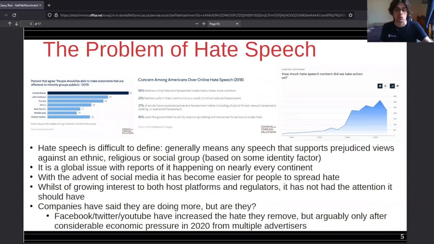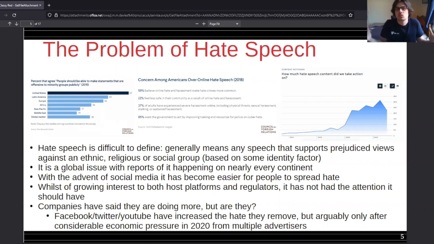Now, this is of growing interest, of course, to both host platforms and regulators, but it's not had the attention that it should have. Companies are saying they're doing more. So for instance, Facebook, if you look at the top right-hand plot here, will ask the question, how much hate speech content did you take action on? And you can see that from 2018 to 2019, before 2020, it peaked at around 5 million instances. And then during 2020, we have this massive spike, and that continues on for a little bit as well. So we have a huge number of about 30 to 31 million hate speech content actions that were taken.